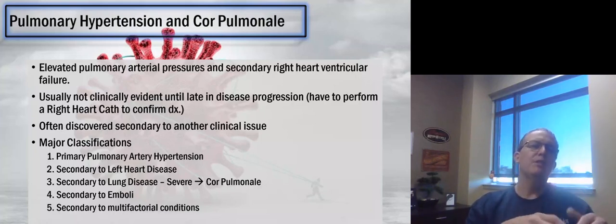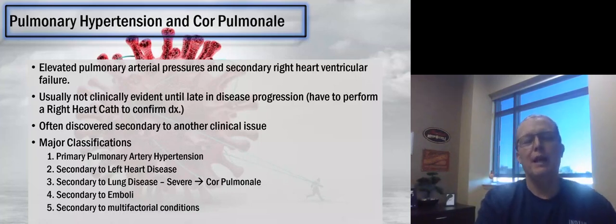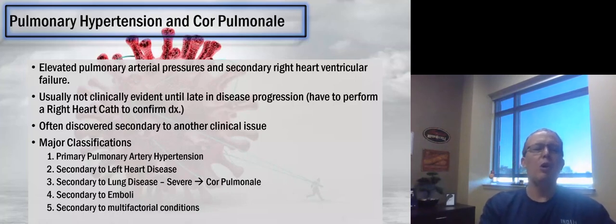Now, as pulmonary hypertension worsens and becomes more severe, it progresses into a condition called cor pulmonale, and we will elaborate on that as we go further. So let's start walking into this.